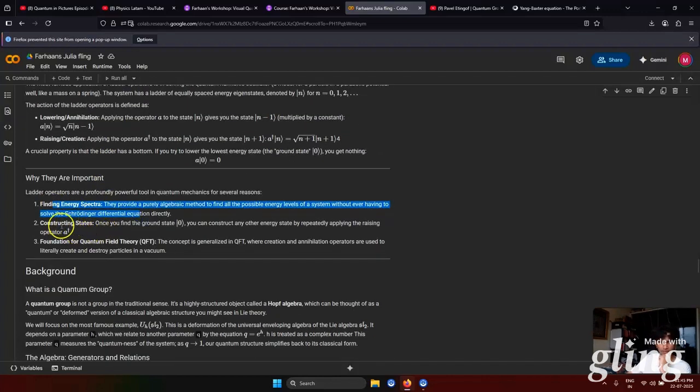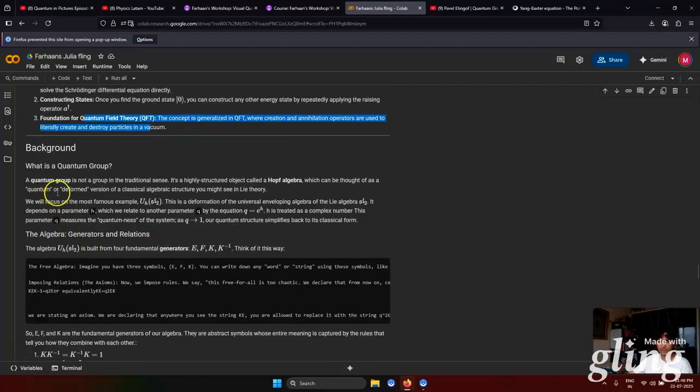Because they help you solve Schrodinger equations and construct states, and they're also used for QFT, where you want to create and destroy particles in vacuum. This is important for things like pseudo particles. If you go small enough, things come in and out of existence, so we just model that part as noise.